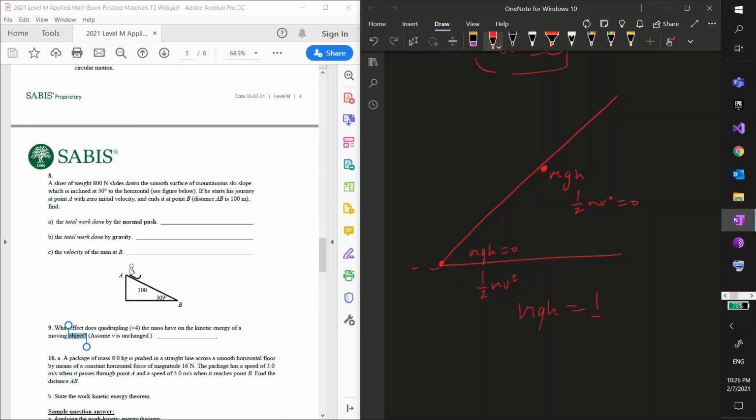Mgh is going to be equal to half mv squared, yeah? Because this was transformed into this. Hence, this is equal to this. So your work is just going to be mgh or half mv squared, but we don't have v, so we can simply just use this formula instead, yeah?